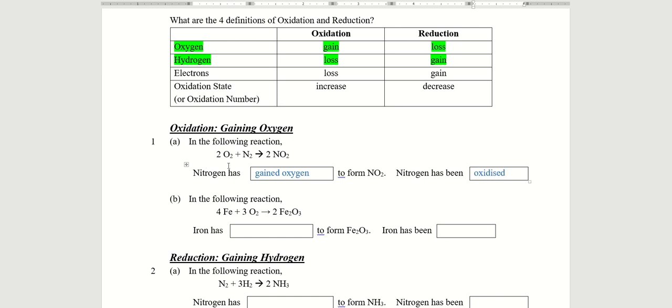Okay, again, let's review. Nitrogen, left hand side, by itself. On the right hand side, nitrogen now has oxygen bonded to it. Nitrogen has gained oxygen, therefore nitrogen has been oxidized.